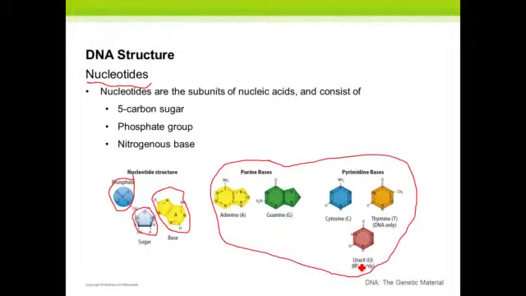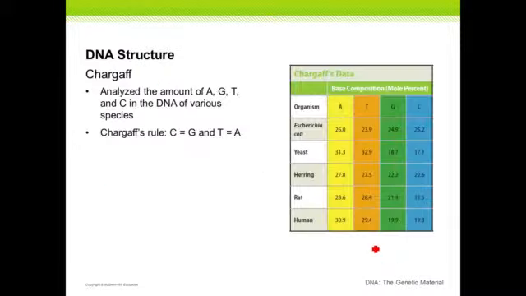Now, uracil is a 5th one, but uracil is only found in something called RNA, and we're going to talk about that in lesson 2. So for now, just know there are 5 bases. 4 of them right here are in DNA, and 1 of them is only in RNA.